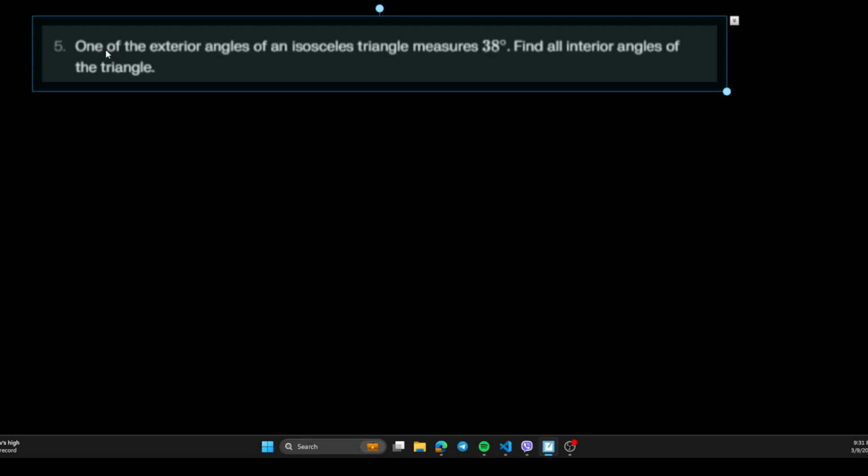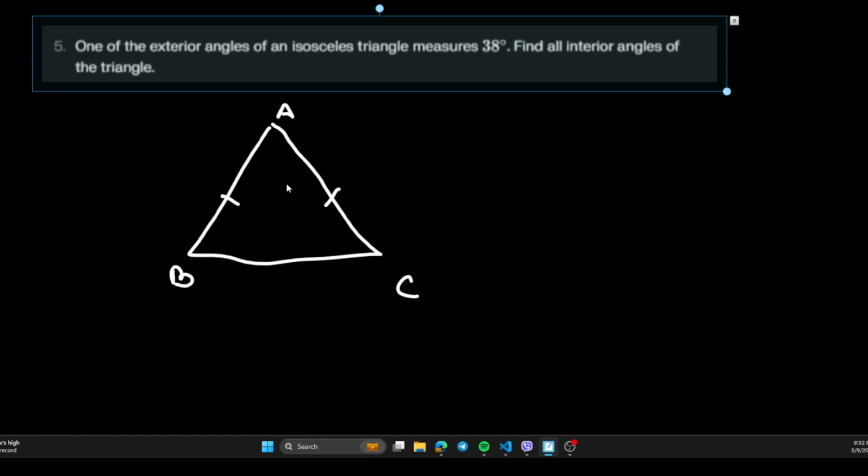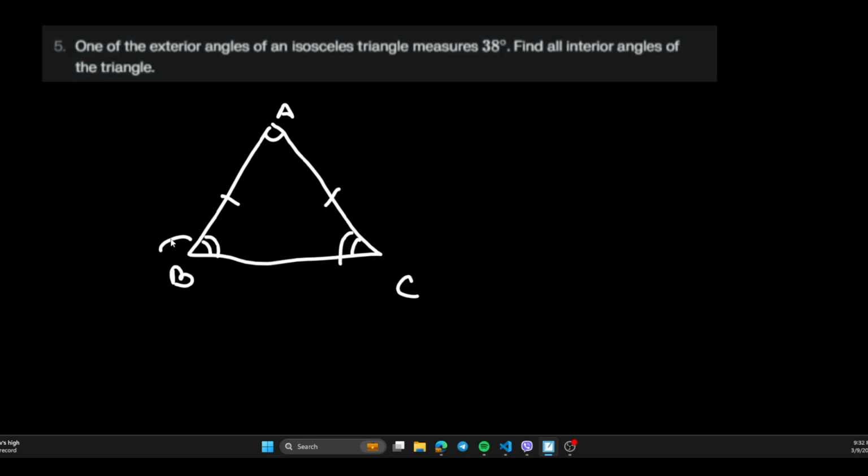One of the exterior angles of an isosceles triangle measures 38 degrees. Find all the interior angles of the triangle. So if you have an isosceles triangle, A, B, and C, the angles that are inside are called interior angles. The ones that are outside are the exterior angles.